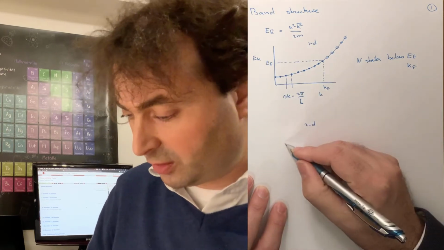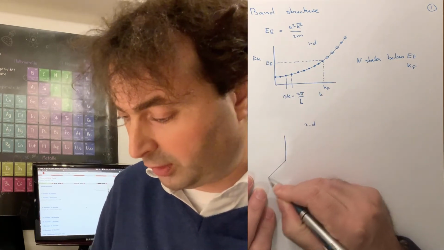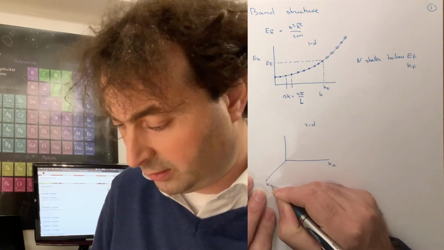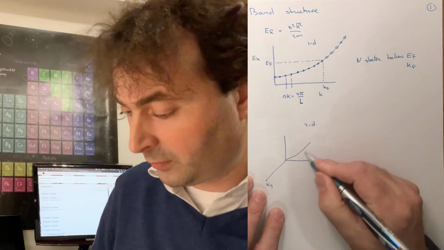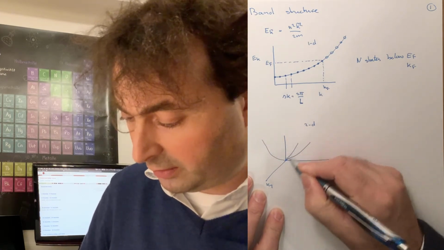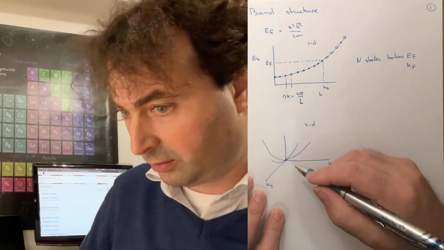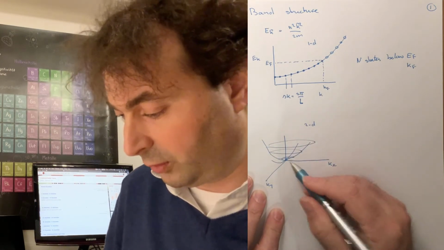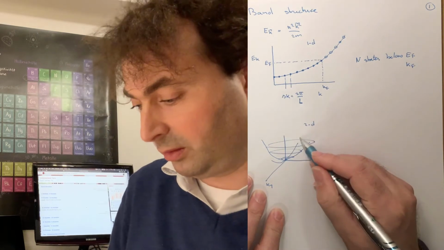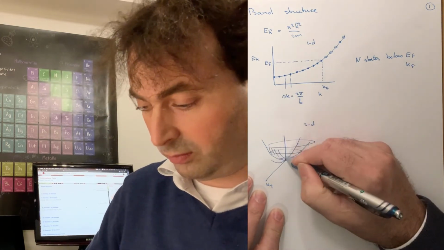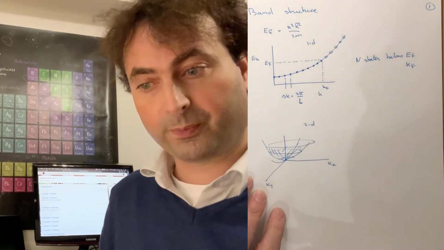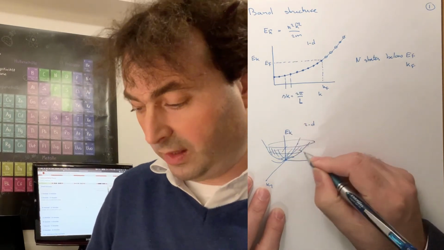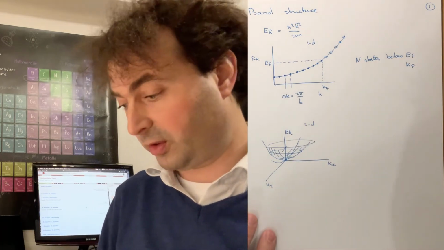In 2 dimensions, this of course becomes a 3-dimensional plot where we can look at kx and ky, and then this is a parabola in 3 dimensions, and these form spheroids, and this is a surface of allowed states, and then these states are actually points on that surface.